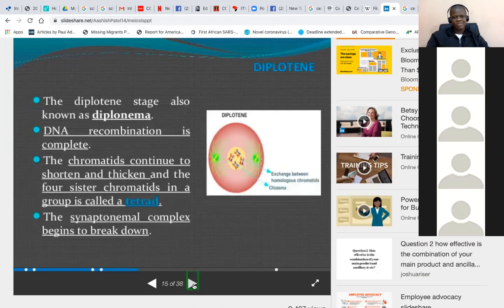And when that happens, we also go to the diplotene stage. Diplotene is characterized by the completion of the genetic recombination. Like we said, you are becoming your own person. The chiasmata, the crossing over that happened in the previous stage, is characterized by the exchange of genetic material, and this exchange is now complete at the diplotene stage. When that has been completed, there is shortening and thickening of the chromatids. The chromatids are shortening and they are thickening.